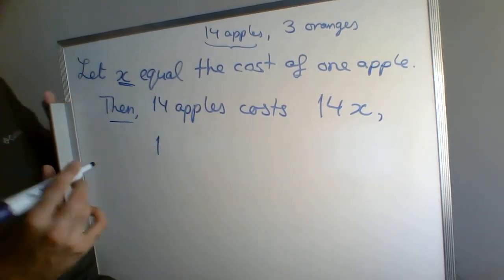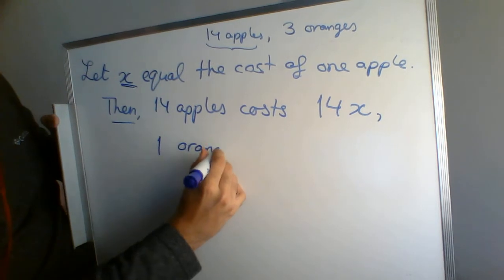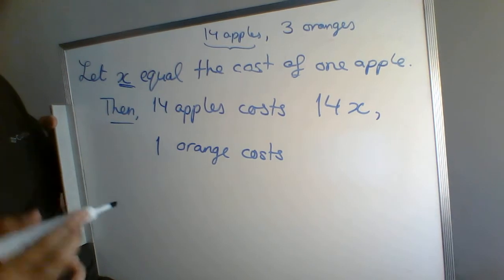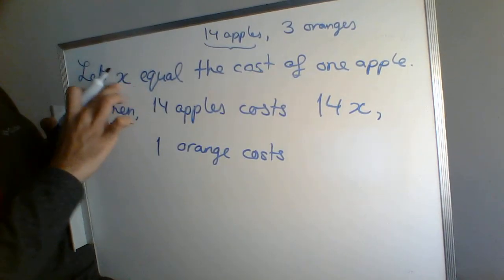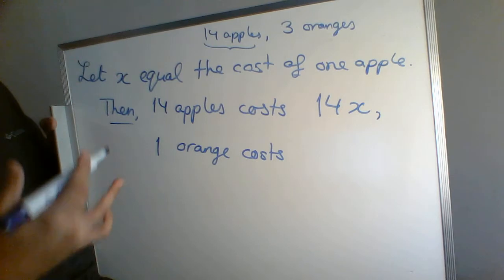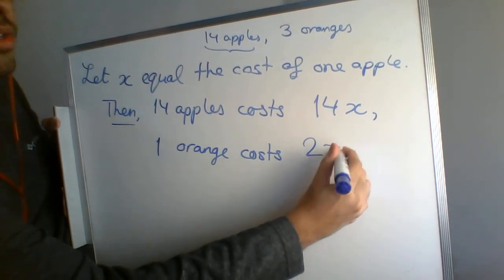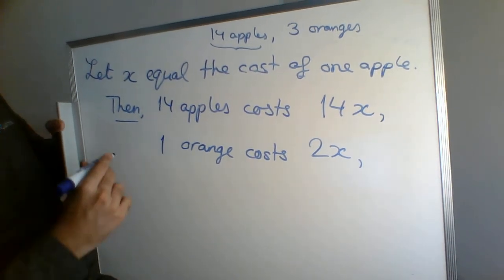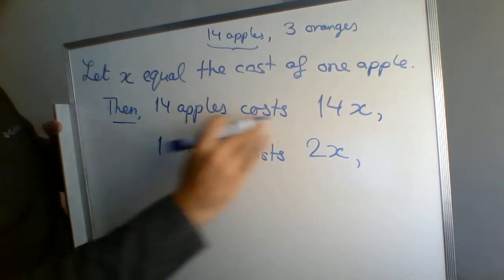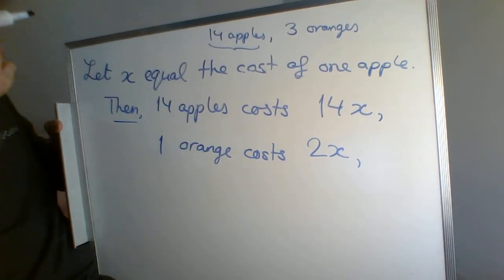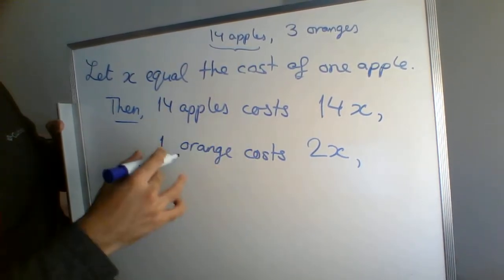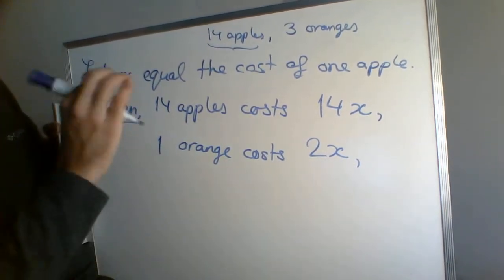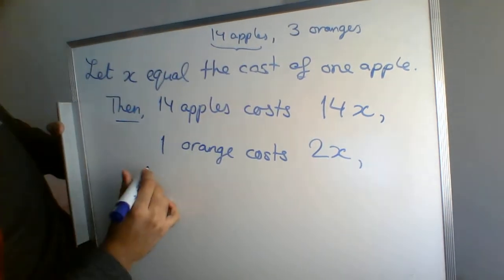Now, we also know that one orange costs twice as much as an apple. So if the cost of one apple is x, then the cost of an orange is going to be double that, or 2x, 2 times x. So what we've got now is we know how much the 14 apples is going to cost in total, and we know how much one orange is going to be as well. So we know 14x is for all 14 apples, but we didn't get one orange, we got 3 oranges.